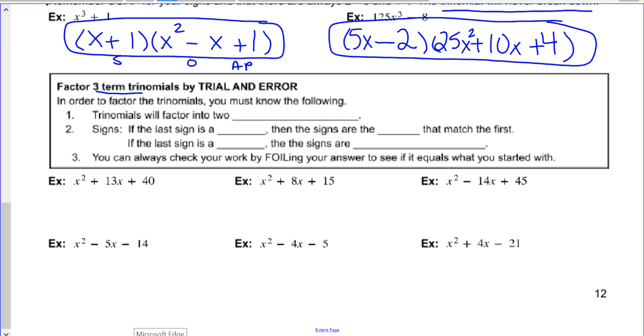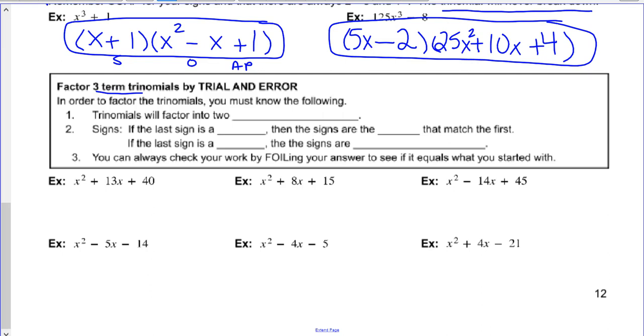And the best way we can do this, again, we're undoing FOIL, and the best way that I know how to teach you this, and the quickest way, is by trial and error. There are other ways that you can do it, but I have found over the years that this is the easiest, and once kids get the hang of it, then it is the quickest.